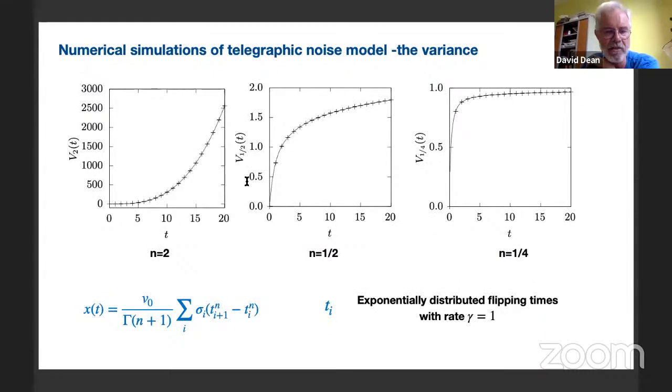Just to check things out, you can actually simulate the variance. This process is very easy to simulate, though you need a good simulator. Basically you just integrate the equation in terms of the flipping times, and you find this formula here. The whole process can be generated by producing a sequence of these flipping times. For n equals 2, you have the increase of the variance, it's growing. Here we have the slow logarithmic growth, and here for n equals a quarter, which is less than a half, you have the saturation to a finite value.